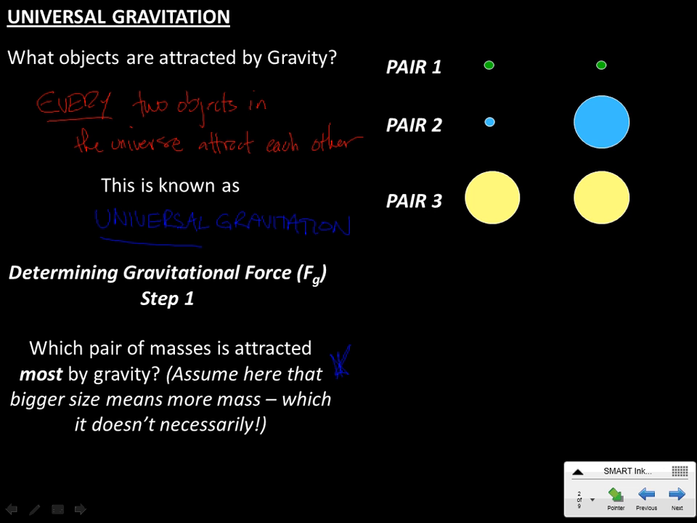Or maybe take a vote, put a check mark somewhere, or just be a completely passive observer. Don't do that. So which pair feels the largest gravitational force of attraction?